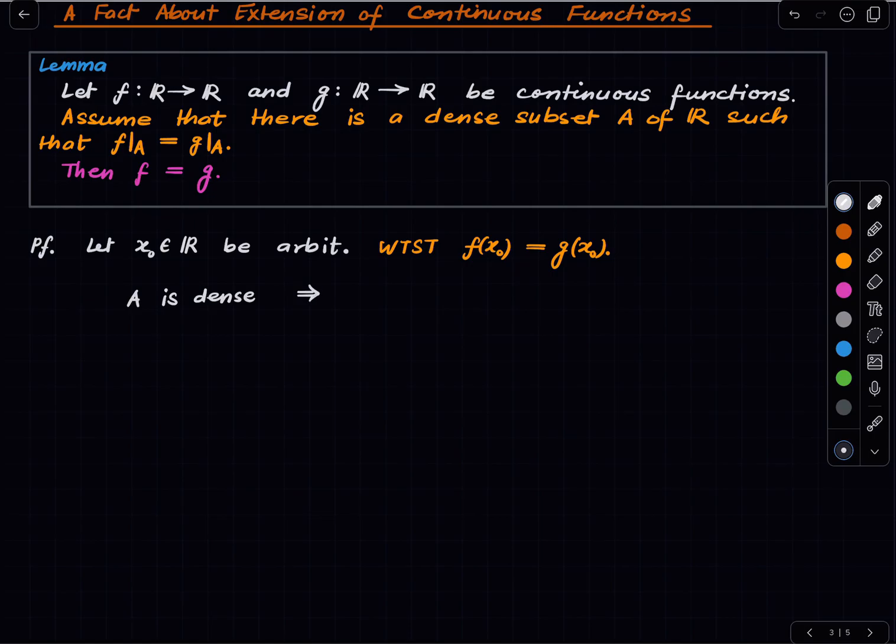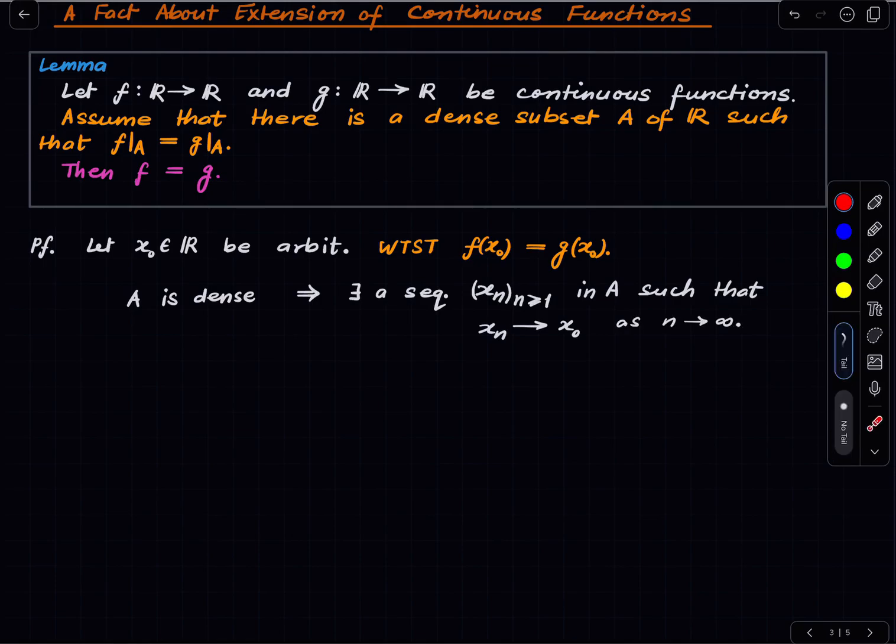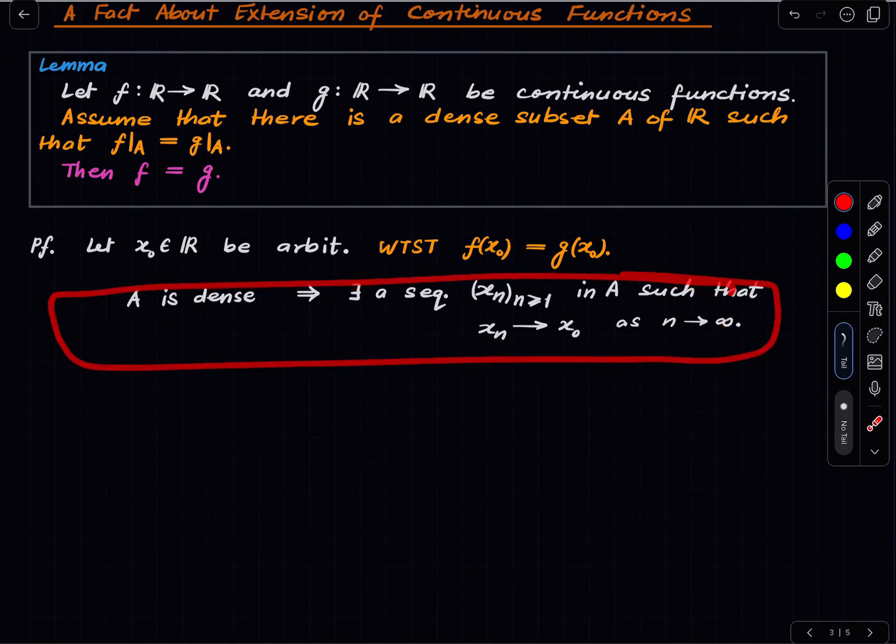This implies that there exists a sequence x n in A such that this sequence converges to the point x naught. So why is this? If you have a dense set, then one way to see it is that its closure is the entire set of reals, and that implies this. Or you could give a more hands-on basic argument.